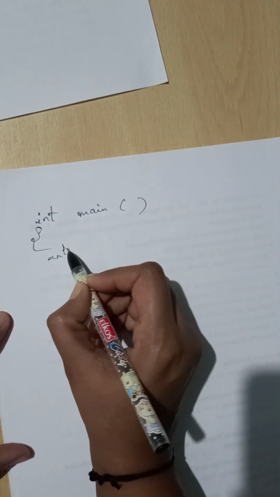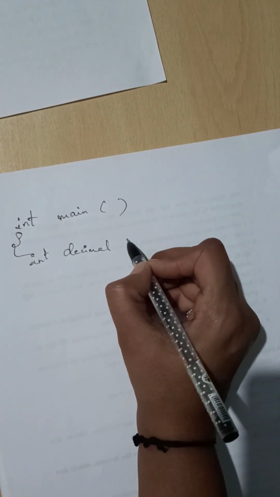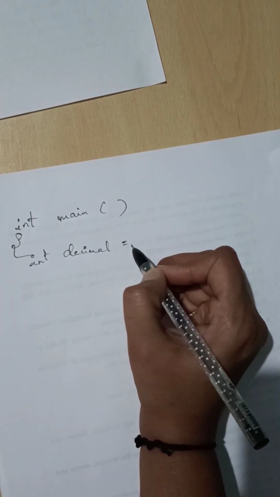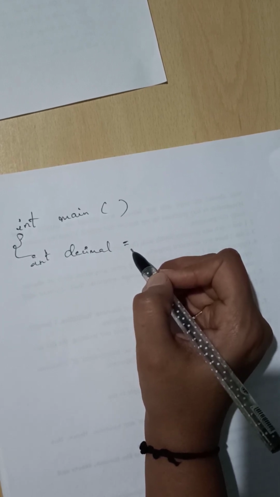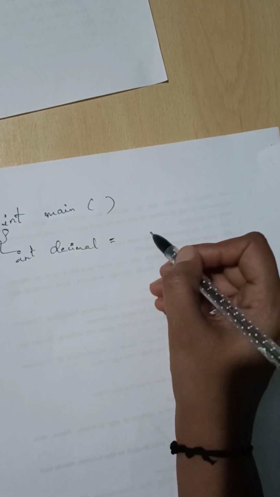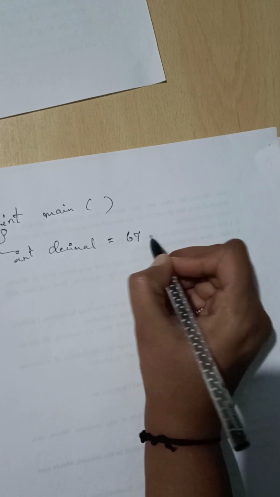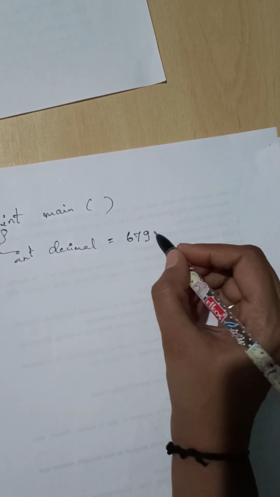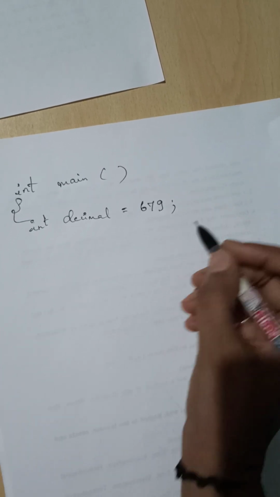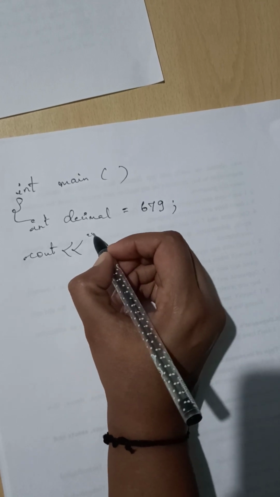So we will declare an integer decimal, and we can initialize it here. Or else, if you wish, you can take the decimal input from the user, but I am initializing it here. I will take the same decimal number which I took for the example, 679. So this is the decimal value. Now next I will print the hexadecimal equivalent.